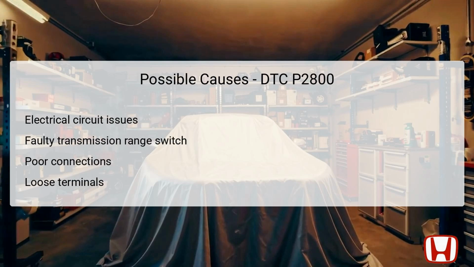The possible causes for DTC P2800 primarily relate to electrical issues rather than mechanical ones. One of the main causes is a malfunction within the electrical circuit, which could include an open or short circuit configuration. Additionally, the transmission range switch itself could be faulty, meaning it may not correctly relay the shift lever's position to the PCM. Other contributing factors can include poor connections within the wiring harness or loose terminals, which may disrupt the signal being sent from the switch to the PCM.